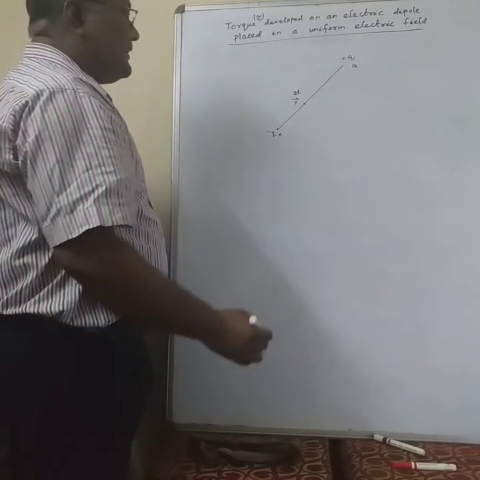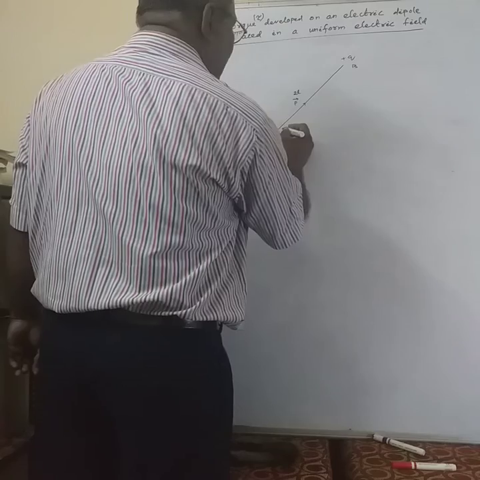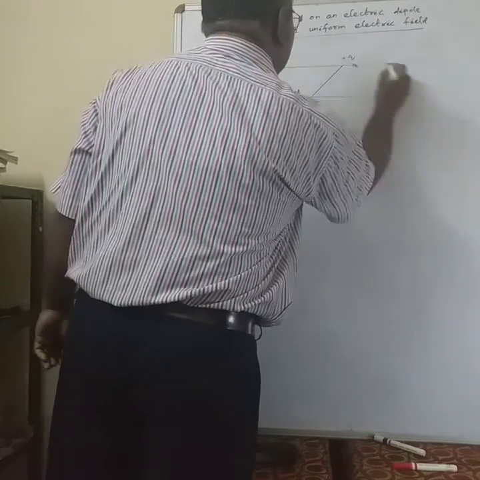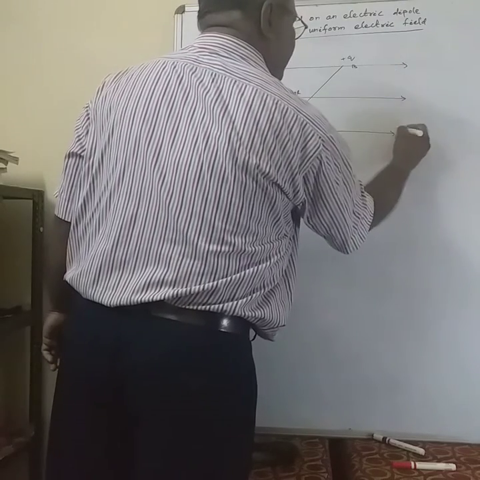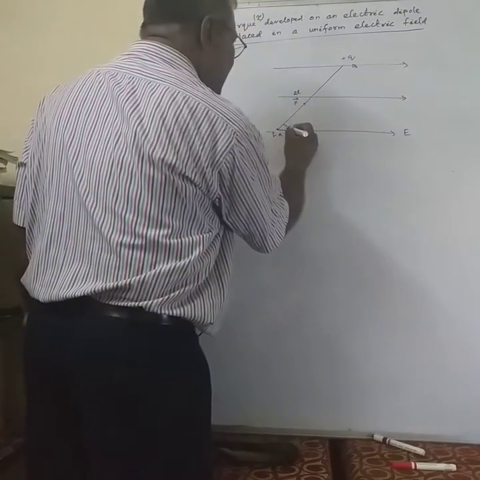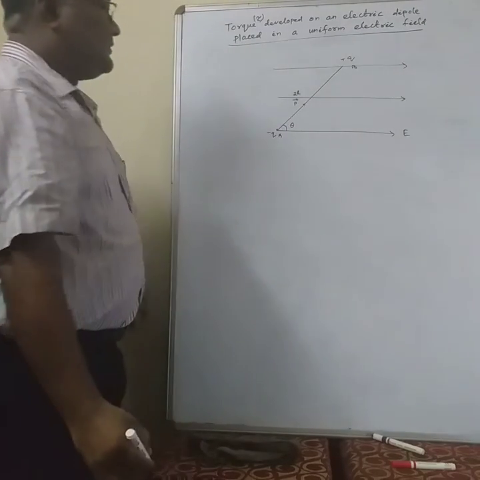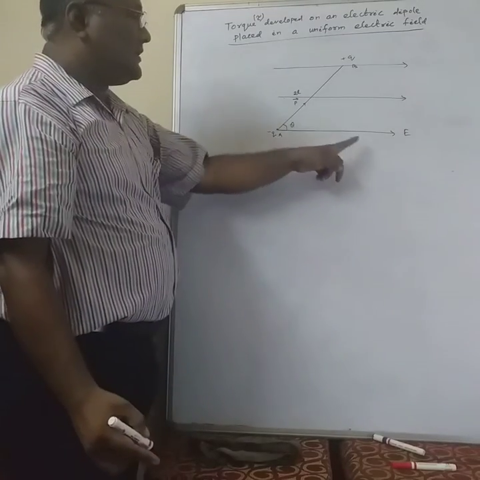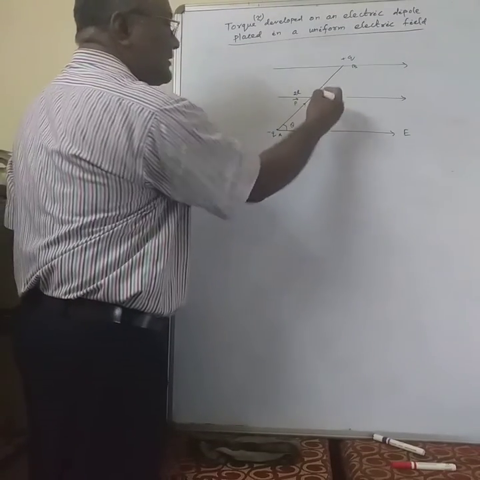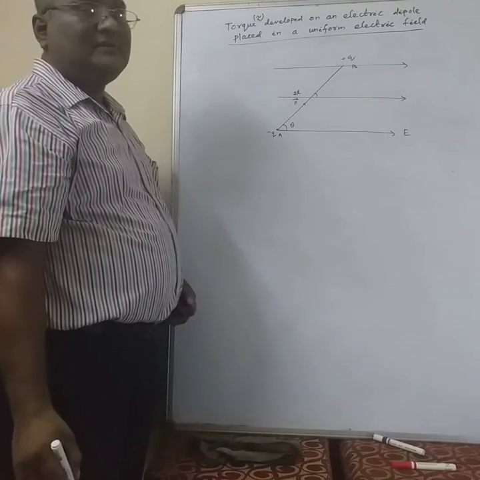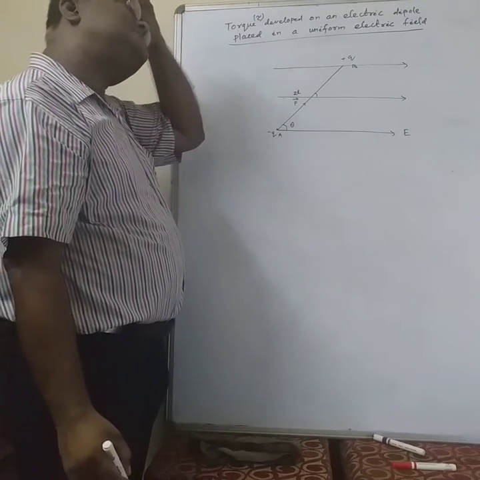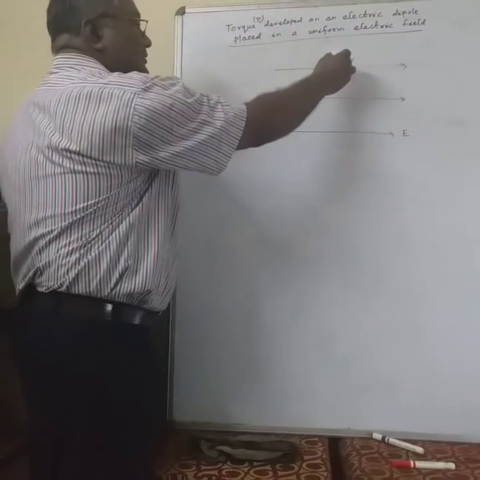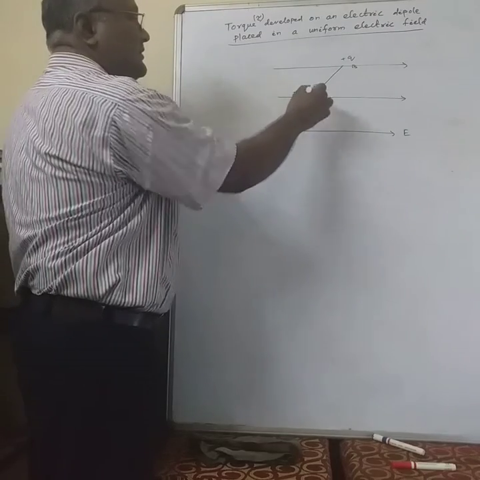Suppose this dipole is placed within an electric field, a uniform electric field E, making an angle theta with the dipole. The dipole moment makes an angle theta with the uniform electric field. Uniform electric field means everywhere the field direction is the same and the field magnitude is the same. So here the field is E, here also E, here also E.